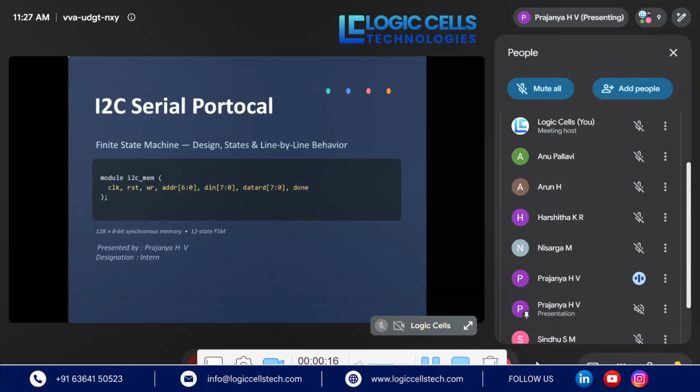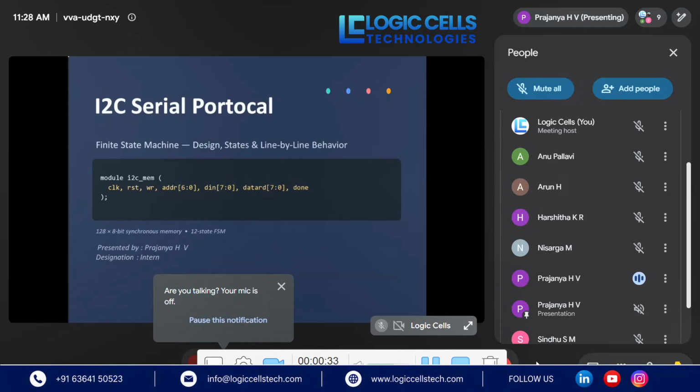Today, I'm going to present my project on the I2C serial protocol. It is implemented using an FSM model, and the design consists of an I2C master FSM, an I2C memory slave FSM, and a 128 x 8-bit memory.